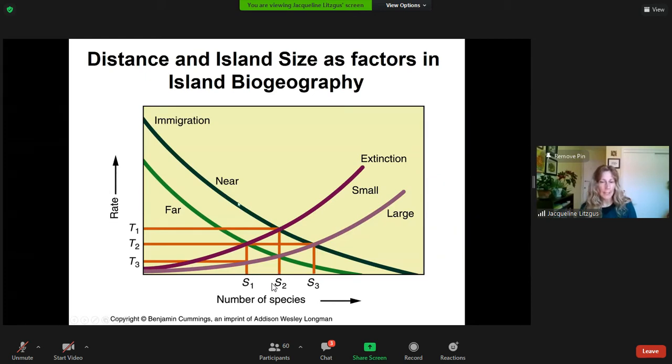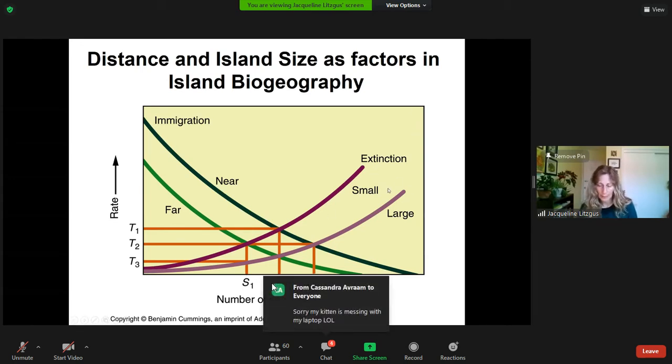Again, that idea that the near island can have more species because it's closer to the mainland, so more species can get there. The far island is farther away, so fewer species can get there, so the equilibrium number of species is going to be lower.